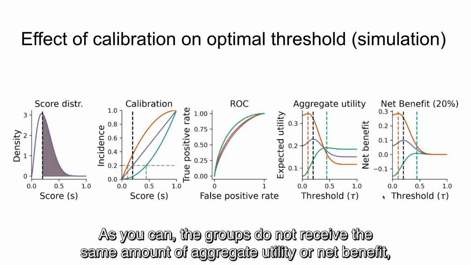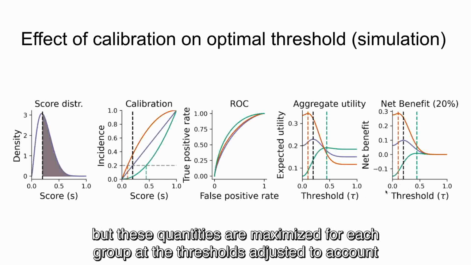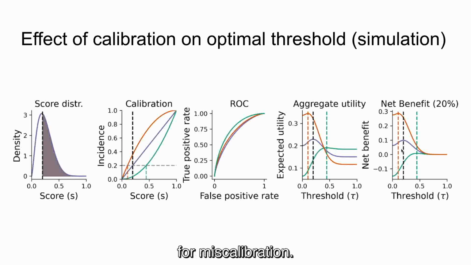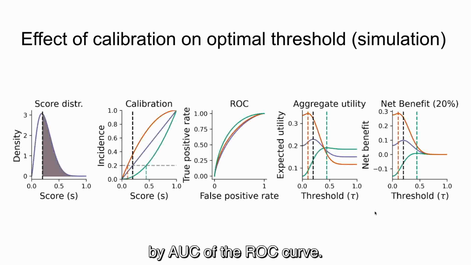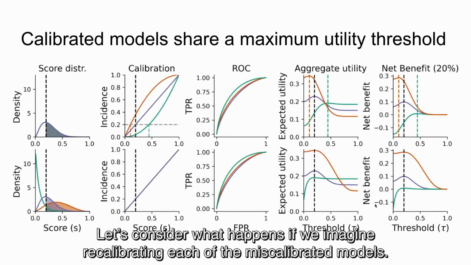As you can see, the groups do not receive the same amount of aggregate utility or net benefit, but these quantities are maximized for each group at the thresholds adjusted to account for miscalibration. Furthermore, the ordering of the utility and net benefit measures do not reflect the ordering by the AUC of the ROC curve. So let's consider what happens if we imagine recalibrating each of the miscalibrated models.